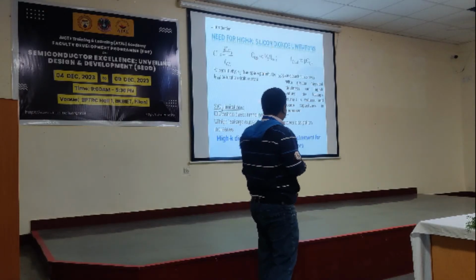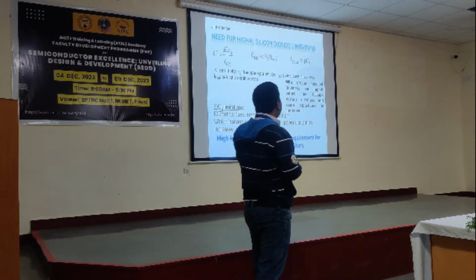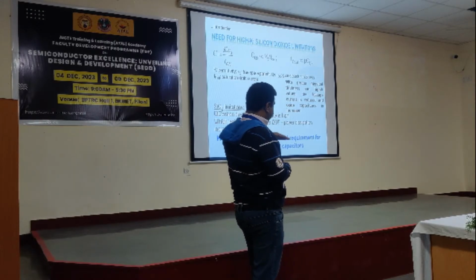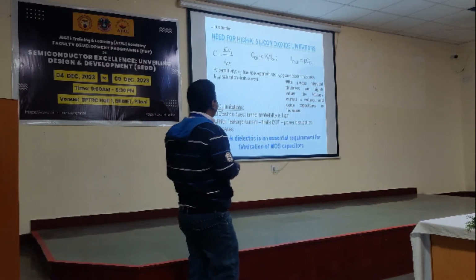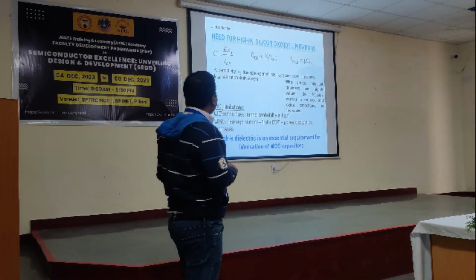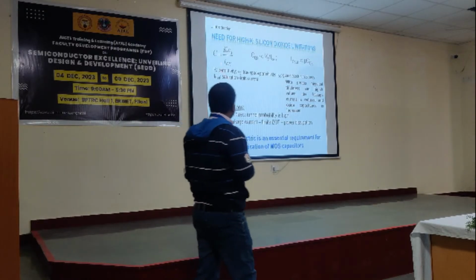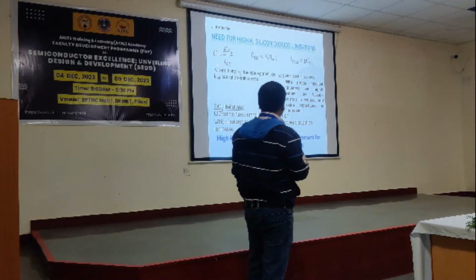Now, since it is a MOS device, means first of all metal is there, then oxide material, then in the bottom portion is your gallium arsenide. So the oxide is your dielectric. So why is high-K dielectric needed? You can see because of your greater capacitance as well.